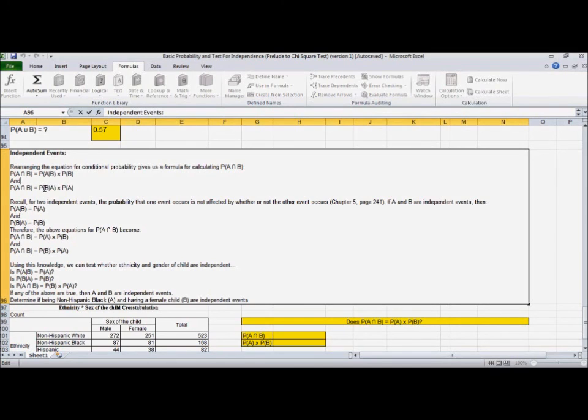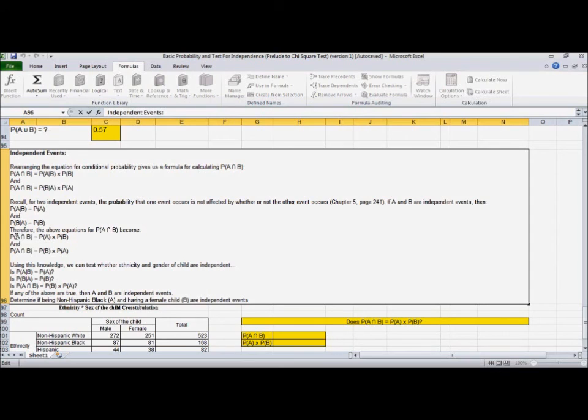Similarly, probability of B given A times probability of A: if probability of B given A equals probability of B, then this formula becomes probability of B times probability of A. This formula applies only for independent events. This formula always applies, whether or not events are independent, it doesn't matter, because this will always end up equaling A, and this will always equal B.